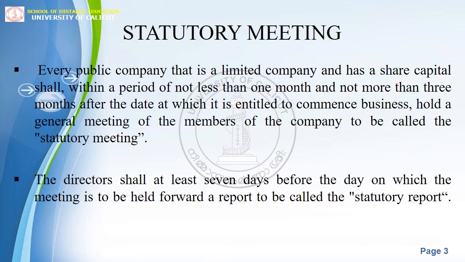Statutory meeting. Every public company that is a limited company and has a share capital shall, within a period of not less than 1 month and not more than 3 months after the date on which it is entitled to the certificate of commencement of business, hold a general meeting of the members of the company. This is known as the statutory meeting.